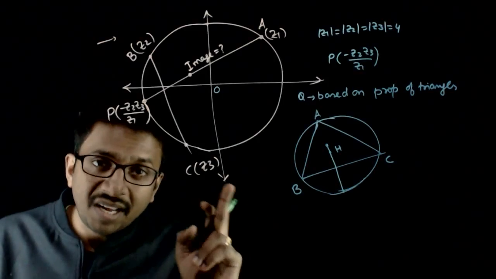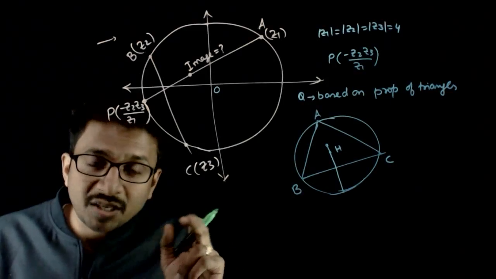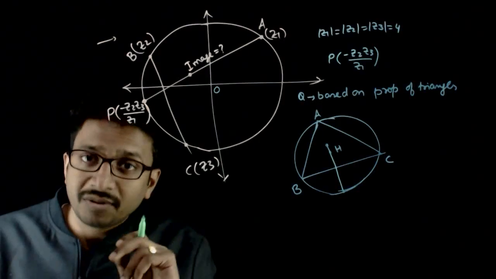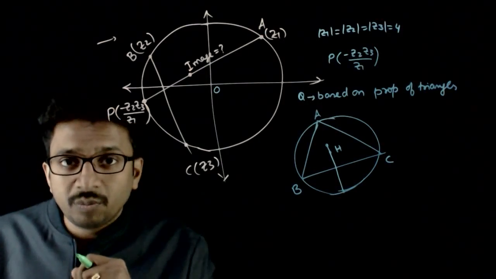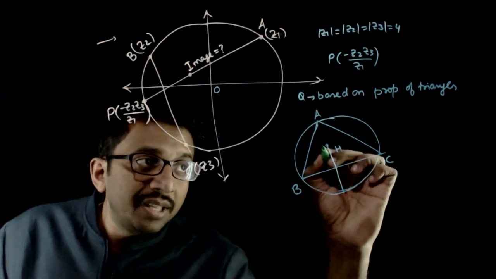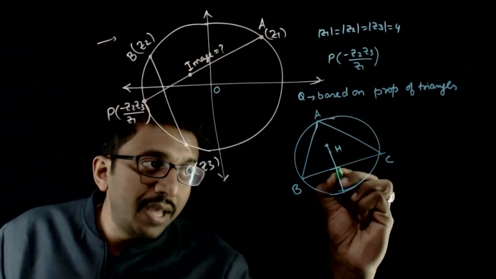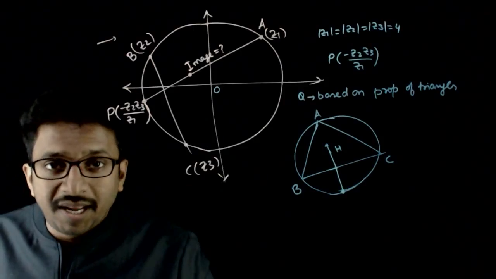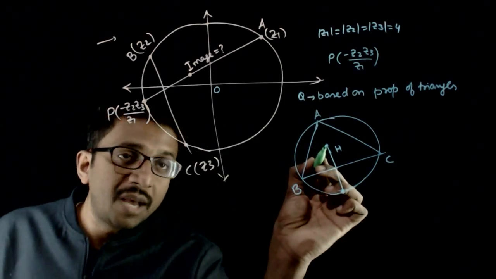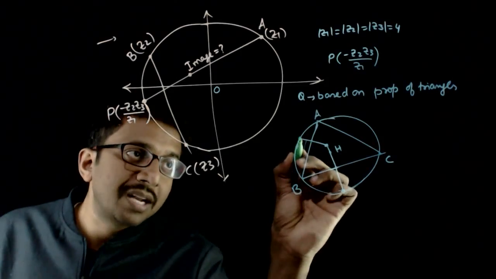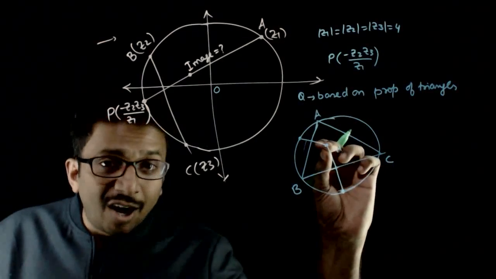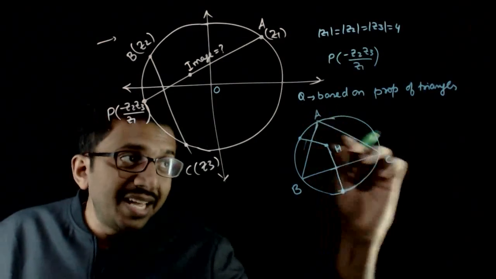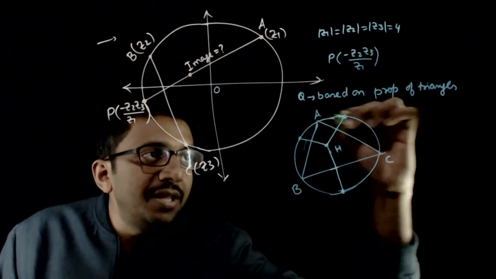We won't be deriving this, but if you go into any standard textbook on properties of triangles, in the topic of orthocenter, you'll have the derivation of this property. The image of orthocenter with respect to any side will lie on the circumcircle of the triangle. Similarly, the image of H about this side will also lie on the circumcircle. The image of orthocenter with respect to the side AC also lies on the circumcircle.